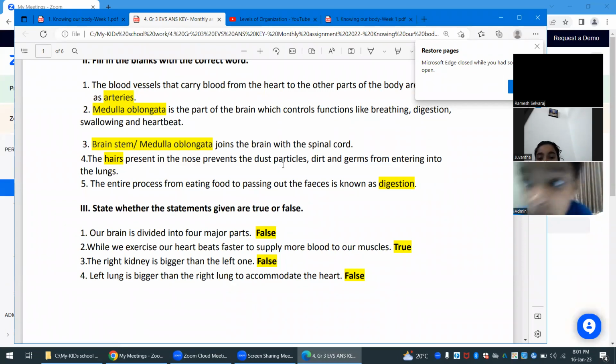Okay, see, if you see here, hairs present in the nose, what is it doing? It prevents the dust particles. If you go outside when you are breathing, sometimes dust comes, right? That dust, the hair present in the nose only prevents, okay? And dirt and germs also from entering into the lungs.